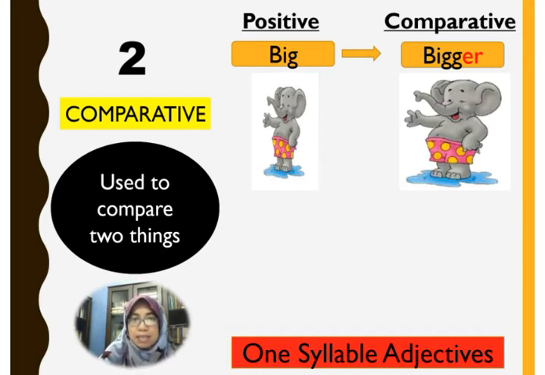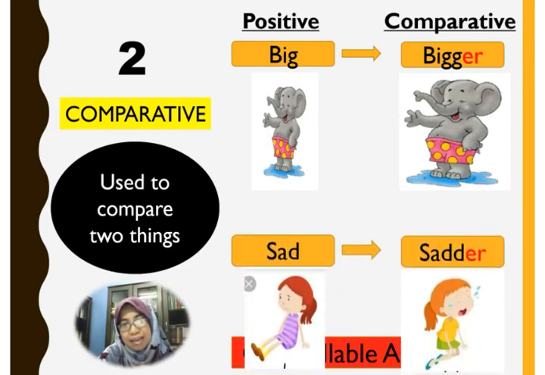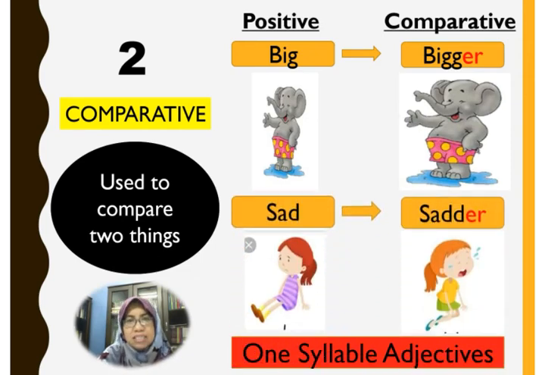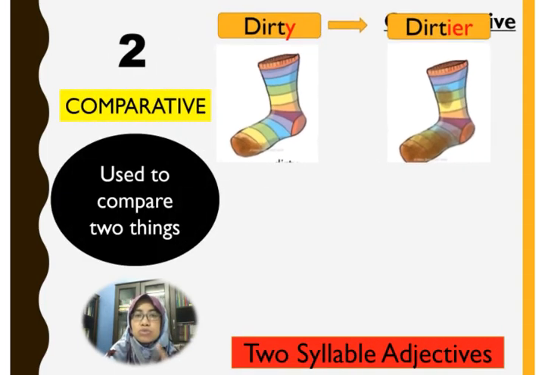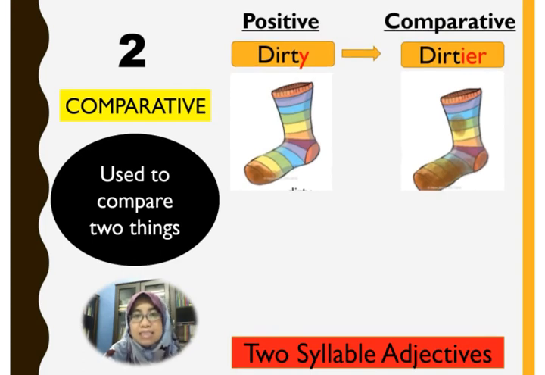Okay, big, satu suku kata ya. Bigger, tambah er. Sad, sedih. Kalau lebih sedih lagi, sadder, yes, you have to put er. Okay, another example is 2 syllable, 2 suku kata. Dirty. Dua suku kata. Yes, you just add er.